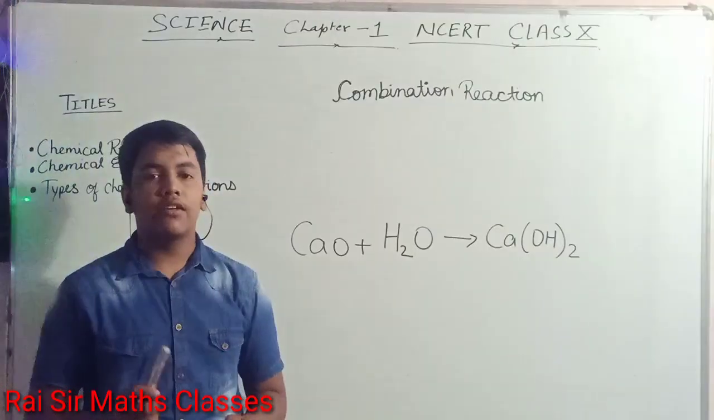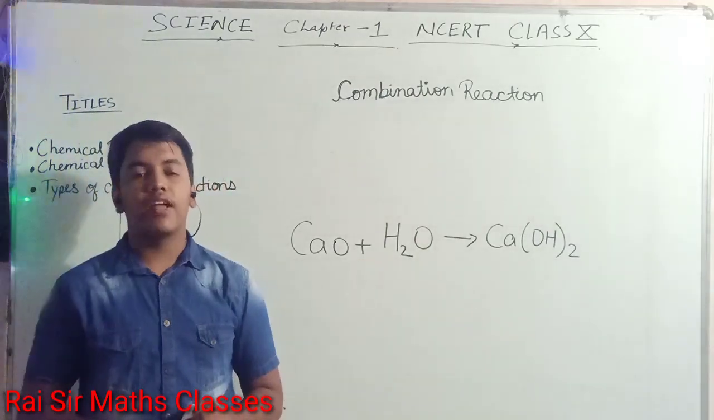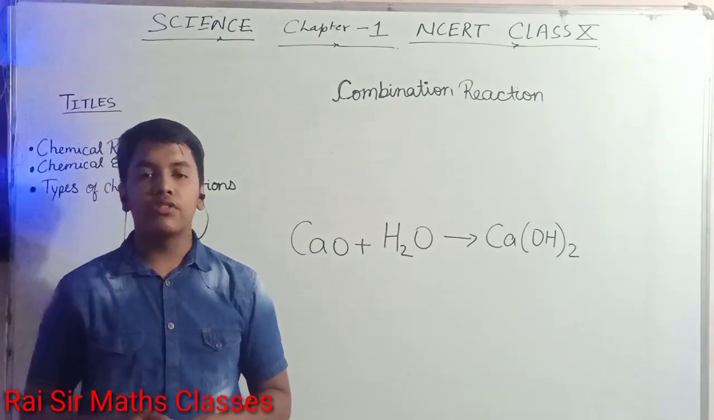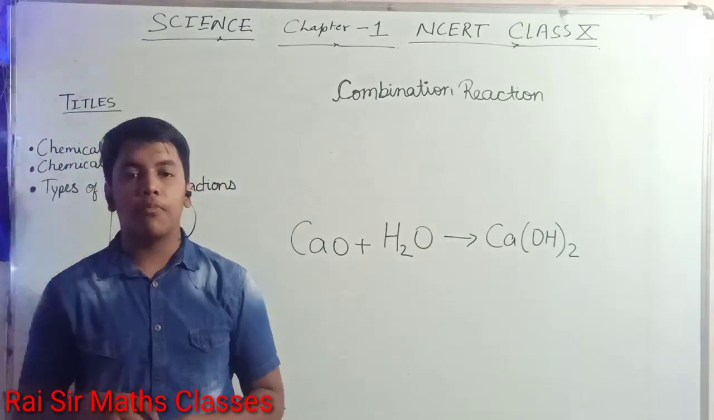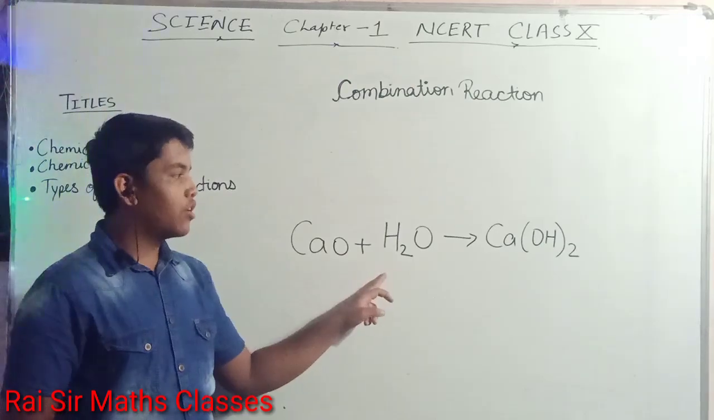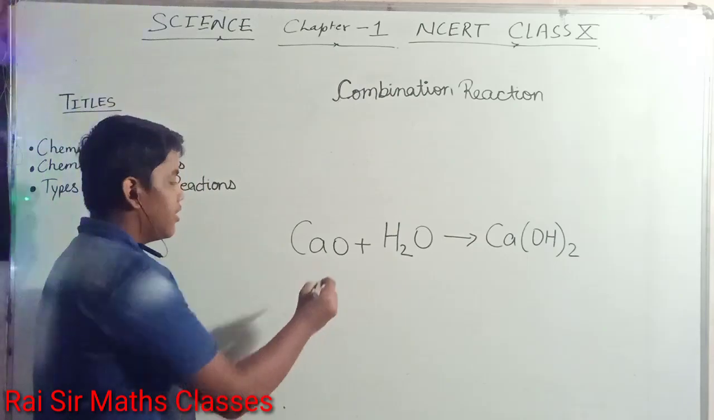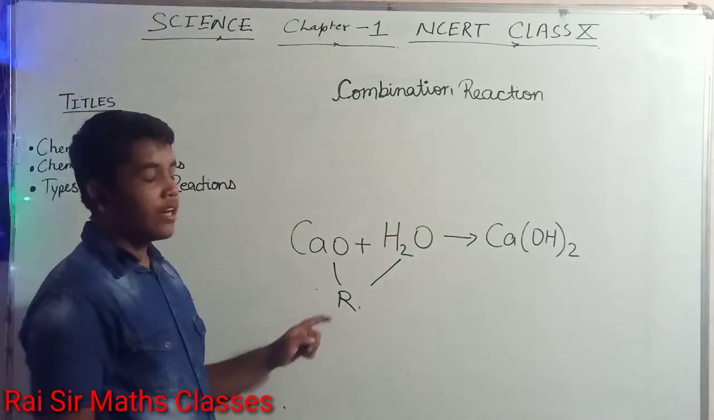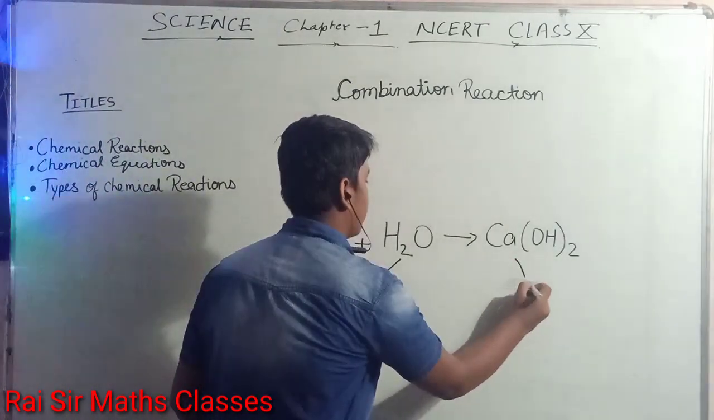Now, we are going to start the first type of reaction, that is combination reaction. What is a combination reaction? A combination reaction is a reaction in which two or more substances combine to form another substance with a new chemical property. Let's see an example. Calcium oxide plus water will give us calcium hydroxide. In this, these two are reactants, which react with each other and give a new product. So it is a product.